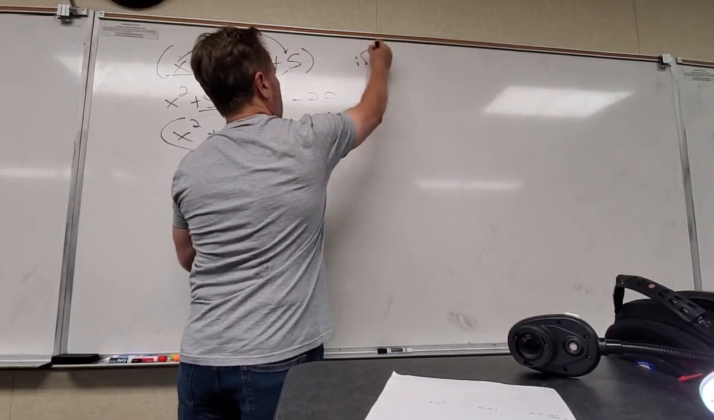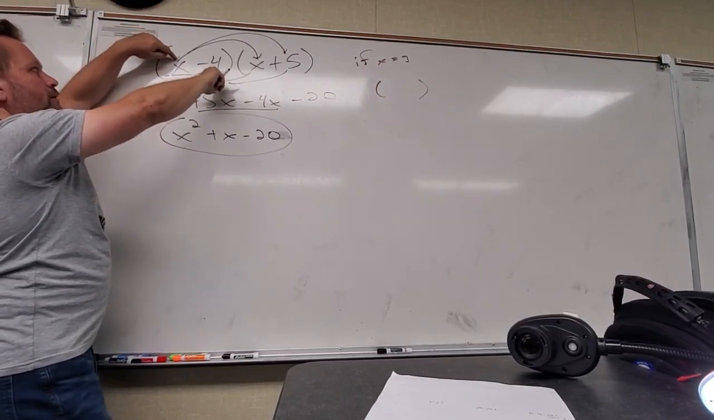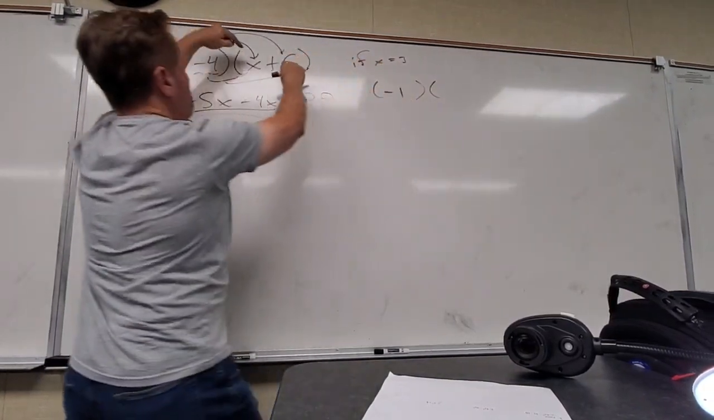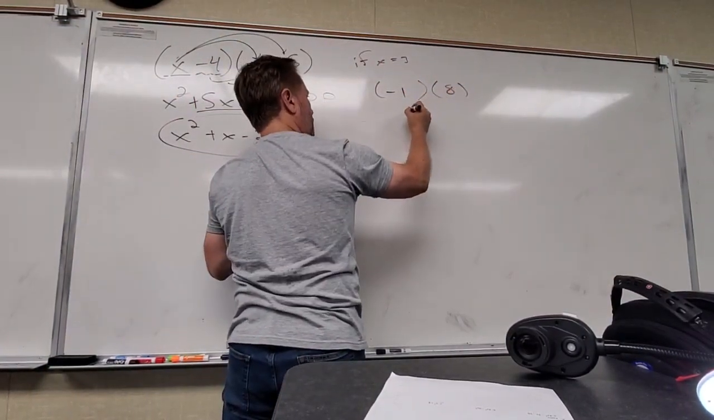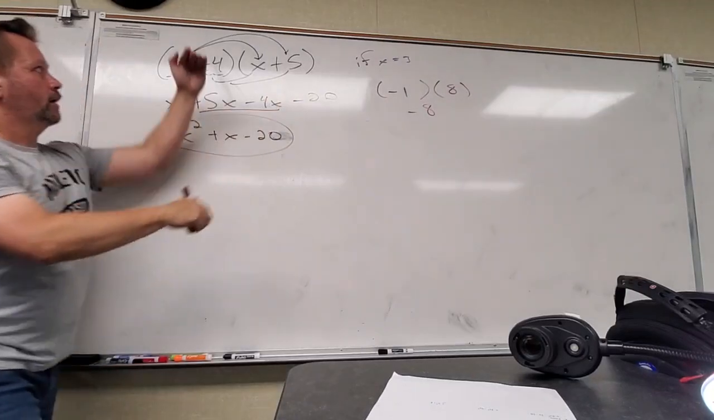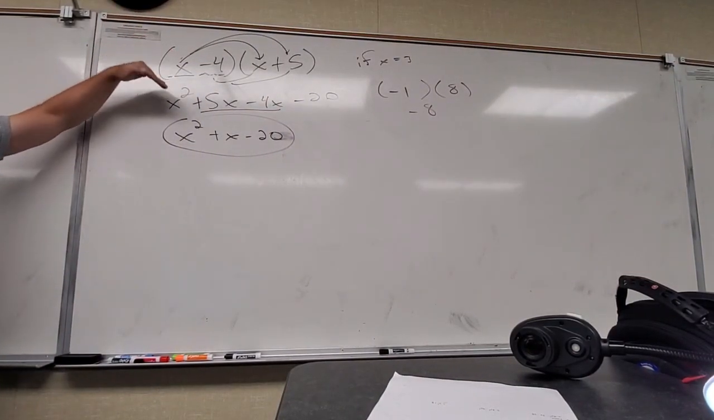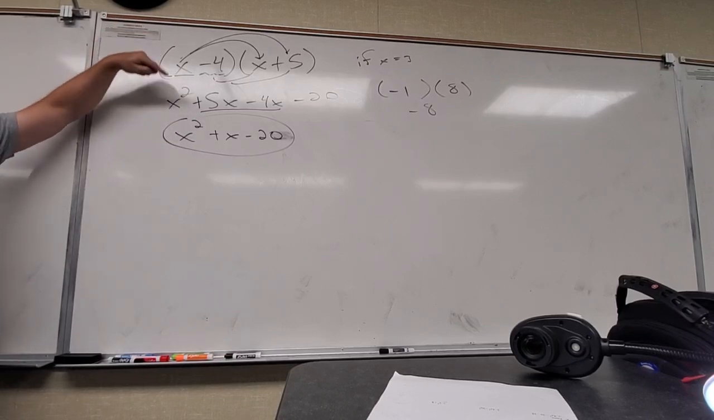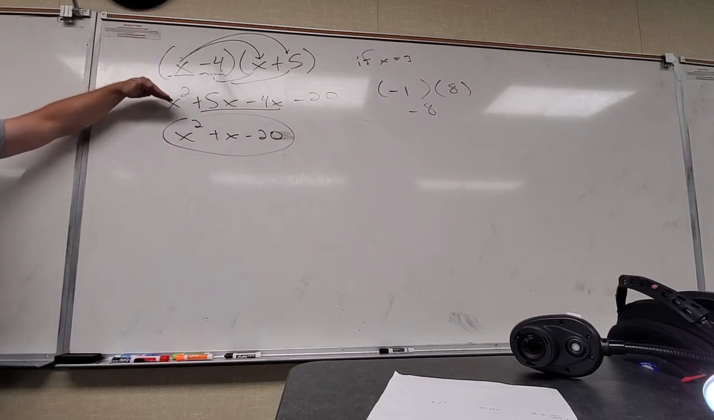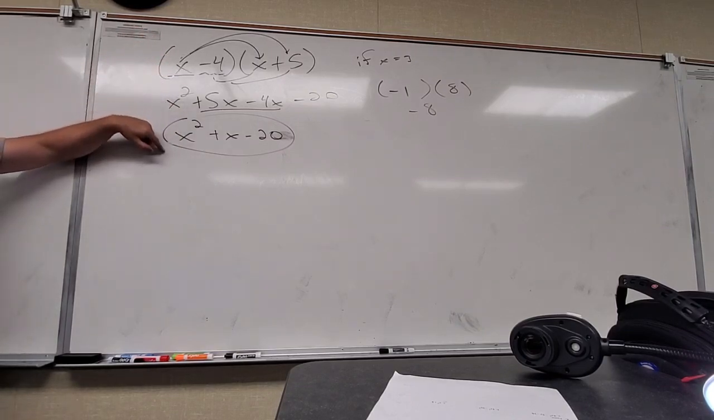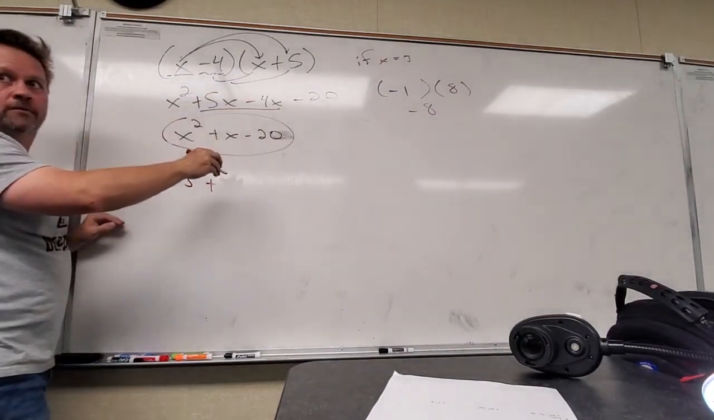If x is 3, can somebody tell me what that number is? -1. And what's this number? 8. And what's -1 times 8? Now, if x is 3, how do these two things relate? Not if x is, but just in general. How does this relate to this? They are equal, yes? Because we worked with this and we made it look like that. These two things are equal. So if I make x 3 here, it better equal -8, right?